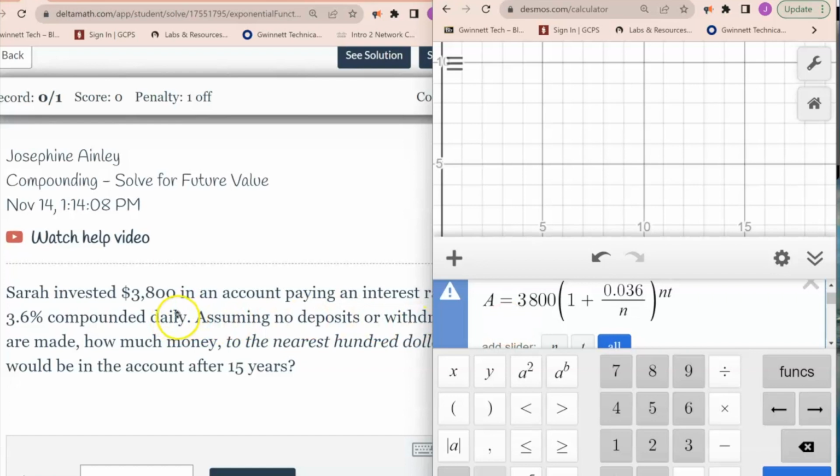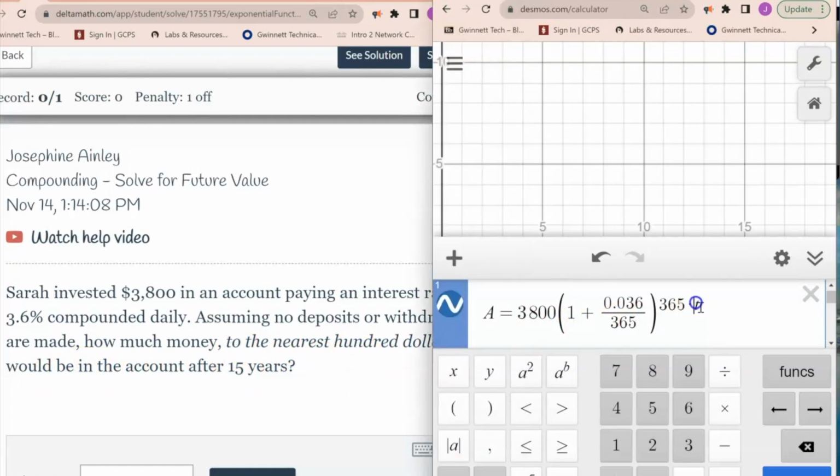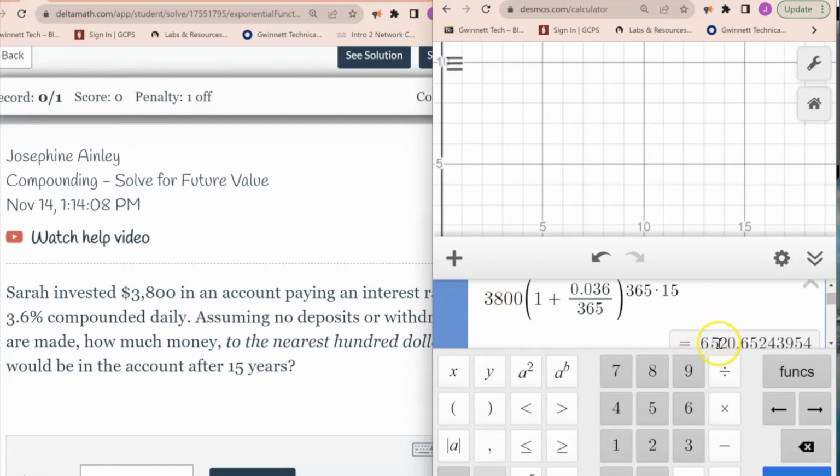All right. How many times is it compounded? It's compounded daily. Okay. So how many days in a year? 365. That's your N. Okay. And I see an N here. So that's going to also be 365. And I'm just going to put, you can put multiplication or you could put parentheses, however you want for the time. All right. Assuming no deposits or withdrawals are made, how much money to the nearest $100 would be in the account after 15 years? And so T is equal to 15. Boom. So take out the equal sign and it's going to give you a number to the nearest $100.